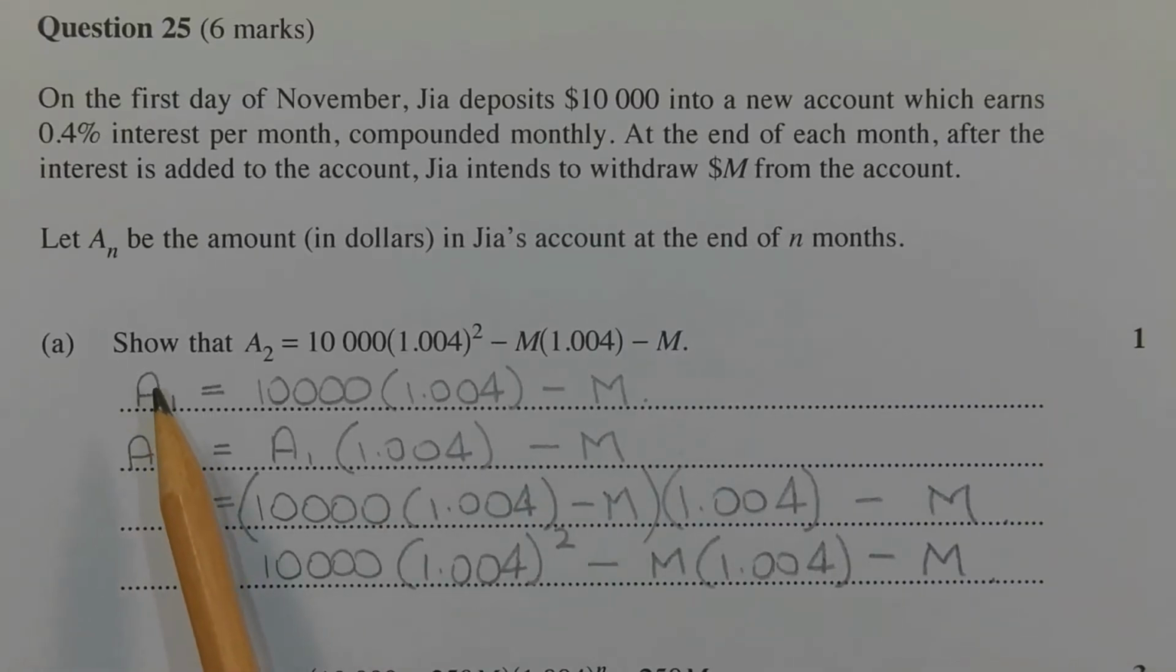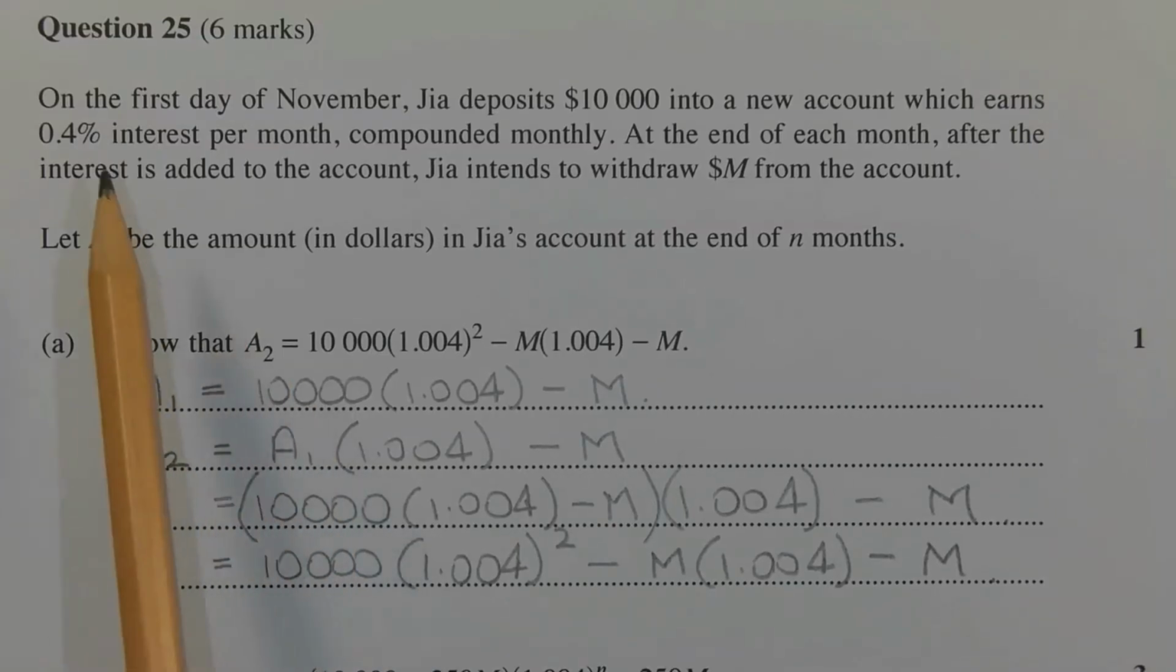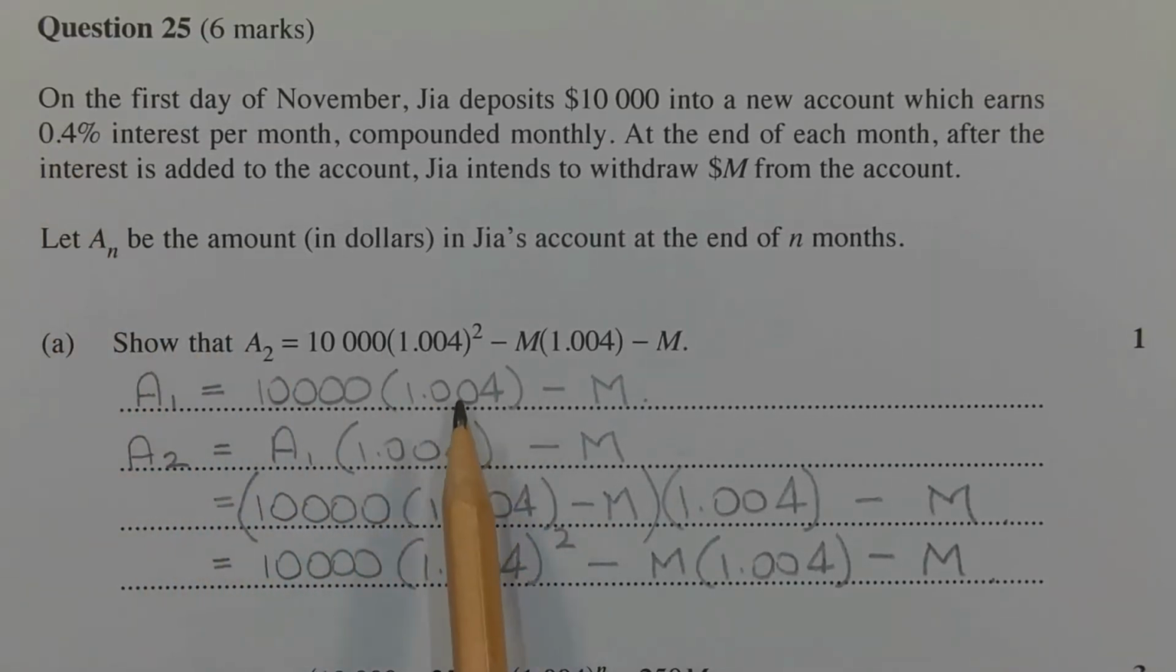Using recurrence relations, let's come up with an expression for A1, which represents the amount in the account at the end of the first month. So starting off with $10,000, increasing that by 0.4%, and we do that by multiplying 10,000 by 1.004, and then at the end of the month, take away a withdrawal of M dollars. So A1 is equal to 10,000 times 1.004 minus M.